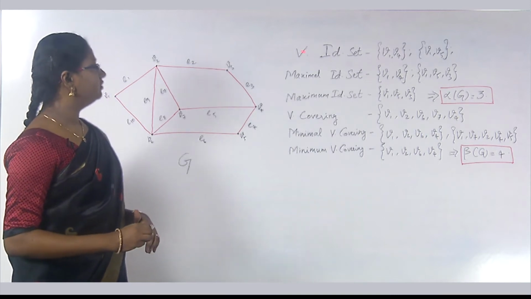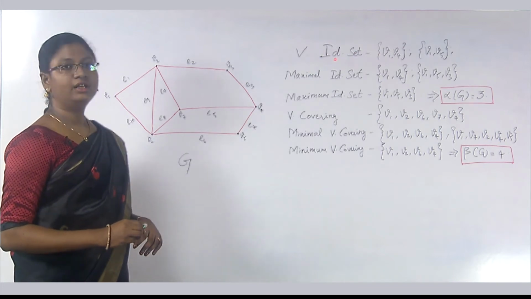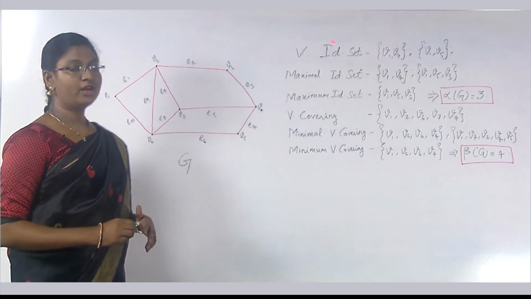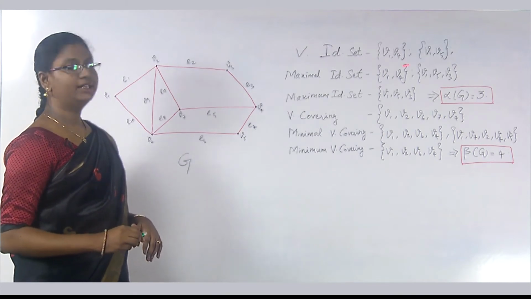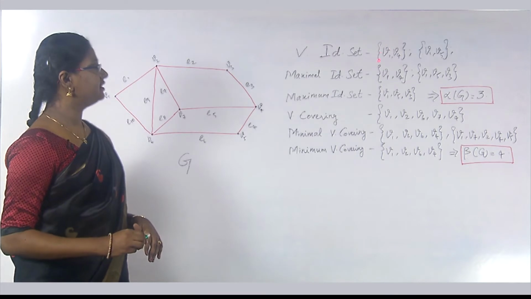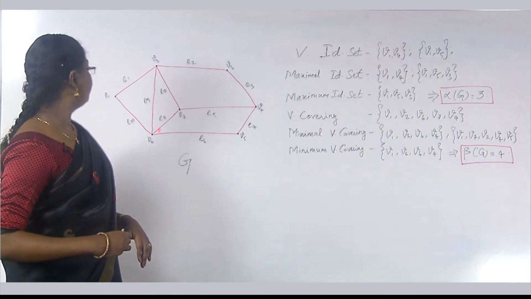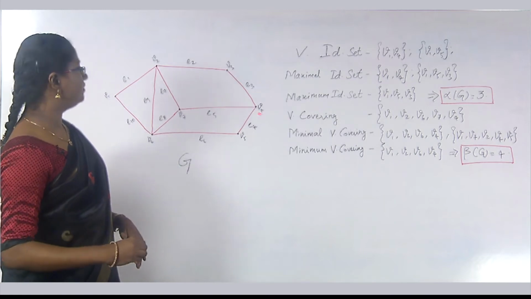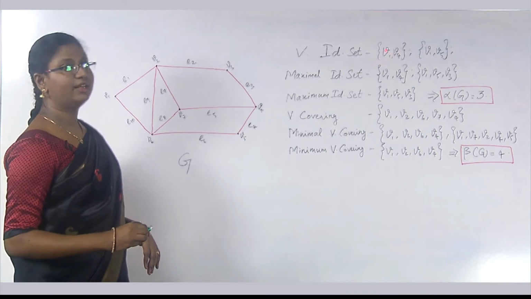By vertex independent set we mean a collection of non-adjacent vertices. So, here we are going to collect all the non-adjacent vertices. Consider this set V1, V4. Here V1 and V4 are non-adjacent, which means that this particular set is an independent set.